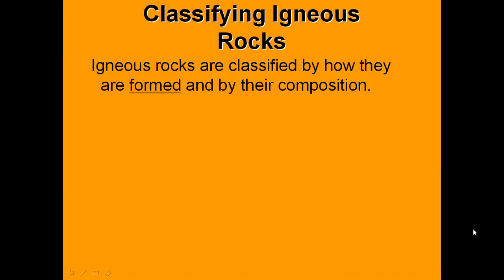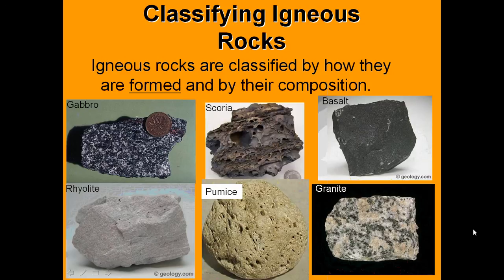When we classify igneous rocks, they are classified by how they form. So they form from magma or lava cooling and hardening, and by their composition. That means what kind of minerals make up these rocks. Again, these are some of the rocks we looked at. Remember the ones that you can see the different colored mineral grains? Those are the large mineral grains that formed inside the crust, so from magma. And then the ones that you can't see the colors, those formed outside the crust, extrusive igneous rocks.